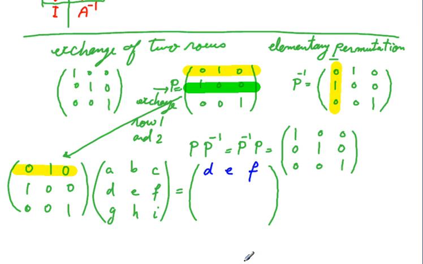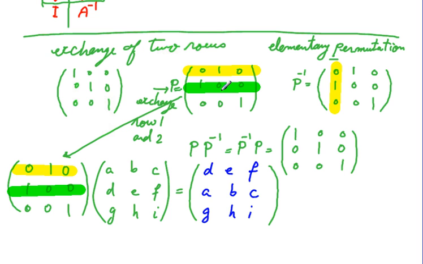Now if I take the second row and multiply with these columns, who gets picked out now? The first one gets picked out, so I'll get my A, B, C. Now the third row was untouched. It's a part of the original identity. When you multiply, it doesn't do anything to your matrix, it just picks out what was there to begin with. So G, H, I.